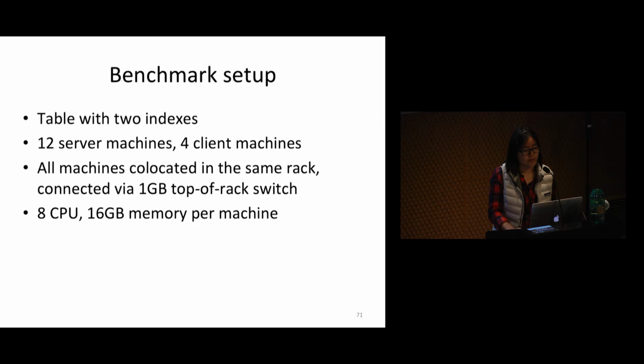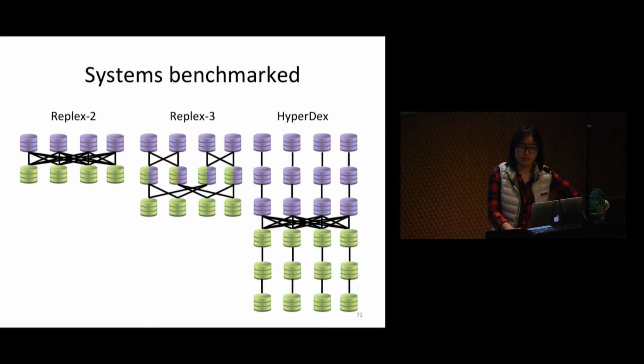We benchmarked a couple of systems. The first is just a regular replex. We call it Replex 2. The second is a replex system with a hybrid index, or a hybrid replex inserted. And the last is just the straw man design that I said HyperDex was, which is if it tries to increase the availability of a replica, it just replicates it 3 ways.